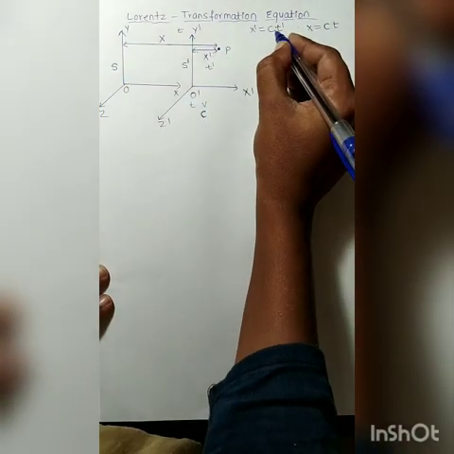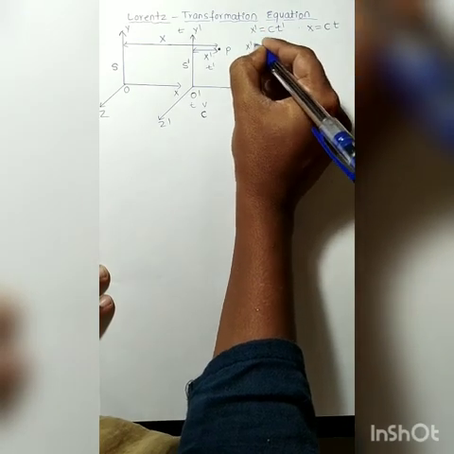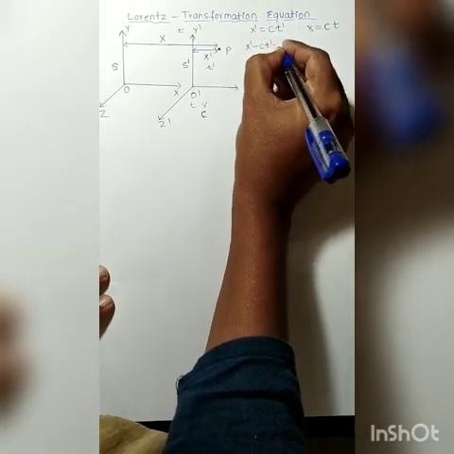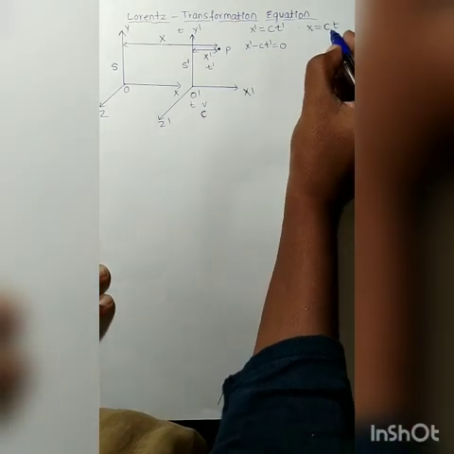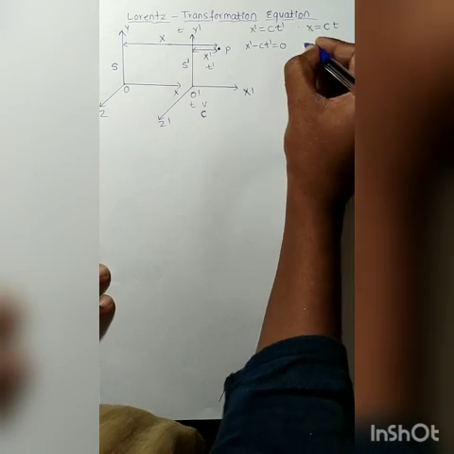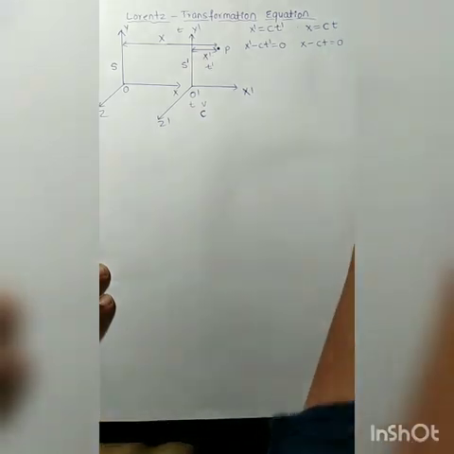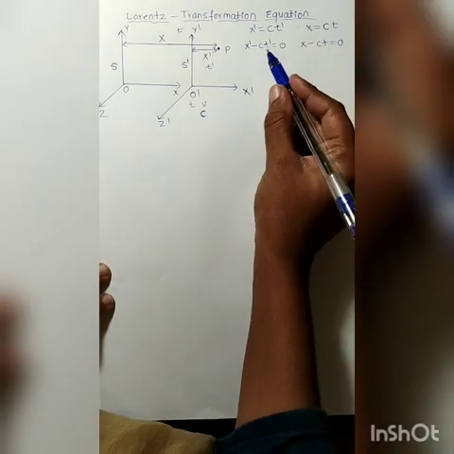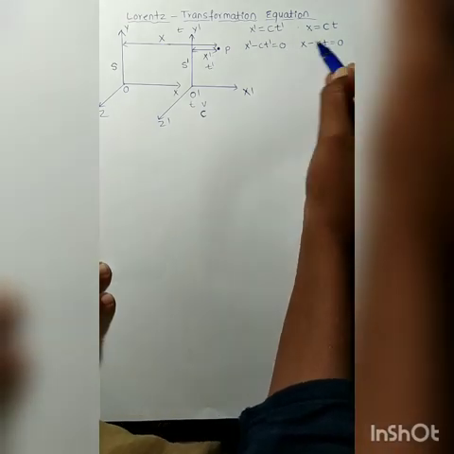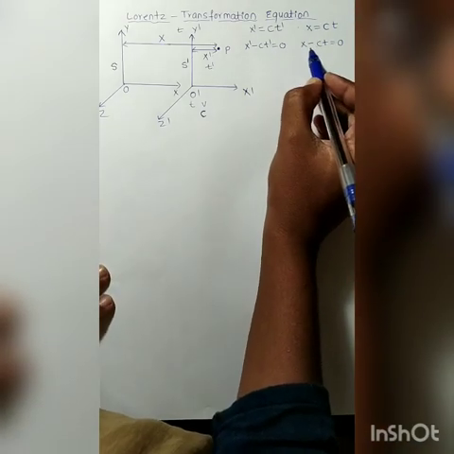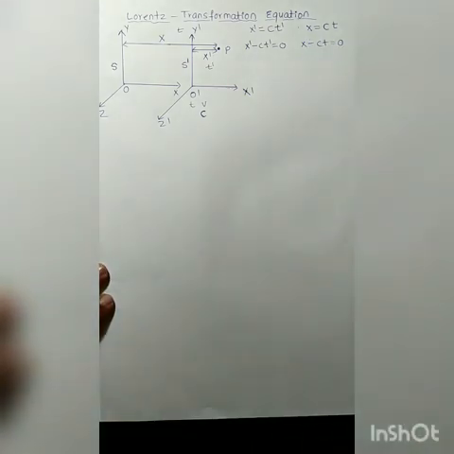Now I will transfer c t dash to this side. So what we will get? We are getting x dash minus c t dash is equal to 0. In the same way, transfer c into t to this side. So what we will get? We are getting x minus c into t is equal to 0. So we are having the two equations. In both the equations it is equal to 0. So combining these two equations, one new equation we will get.